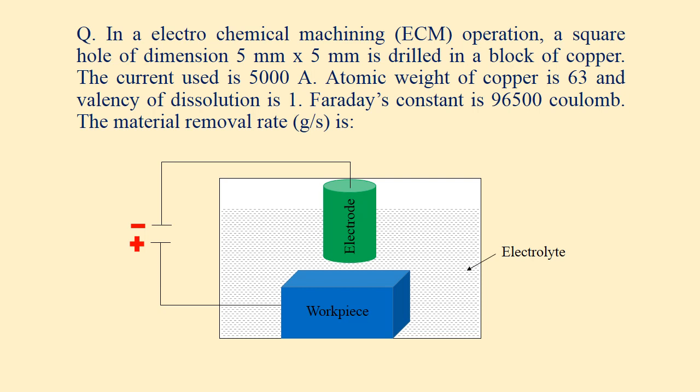So this is basically a schematic of this ECM process, in which electrode and workpiece are there, and the electrode is connected to the negative terminal of the power supply, and the workpiece is connected to the positive terminal. This positive terminal is known as anode, and this negative terminal is known as cathode. So this electrolyte provides the flow to complete the circuit, which helps in dissolution of the workpiece material.